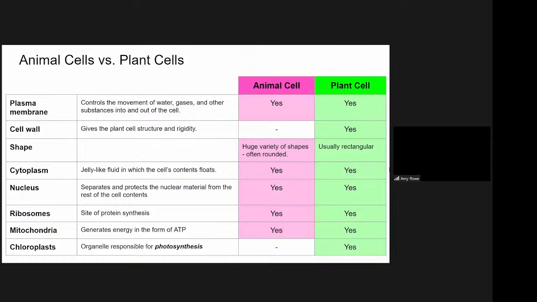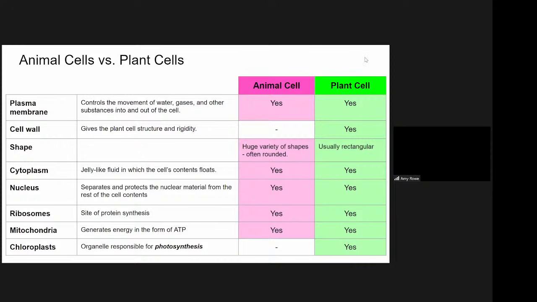So just as a recap, if we're to compare our animal cells with our plant cells, we know that both have a plasma membrane, which is responsible for controlling the movement of anything into or out of the cell. So we're talking about water, glucose, gases, nutrients, and other substances. And the plasma membrane is basically the barrier that controls what goes into or out of the cell.